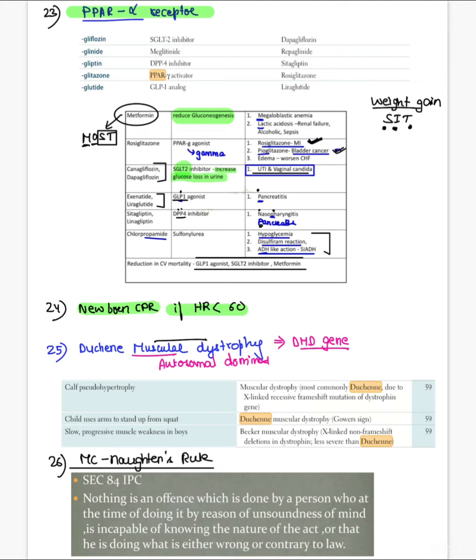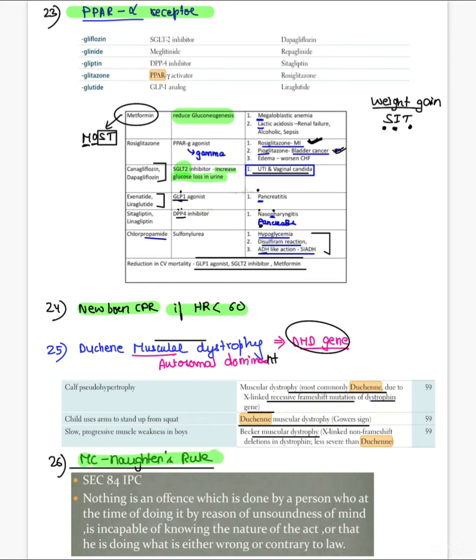Then Duchenne muscular dystrophy, guys. That is X-linked, and it is due to the dystrophin gene. See, same thing we have discussed: muscular dystrophy, most common Duchenne, due to frameshift mutation of the dystrophin gene. Have a look, the same thing has been discussed. We have two types basically: Duchenne muscular dystrophy and Becker's muscular dystrophy. That is important. Then coming on to the next one, they ask you McNaughton's rules, that is IPC.